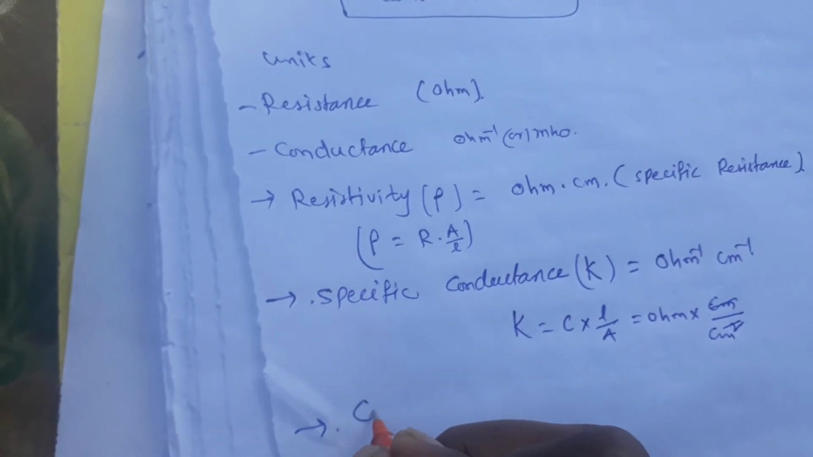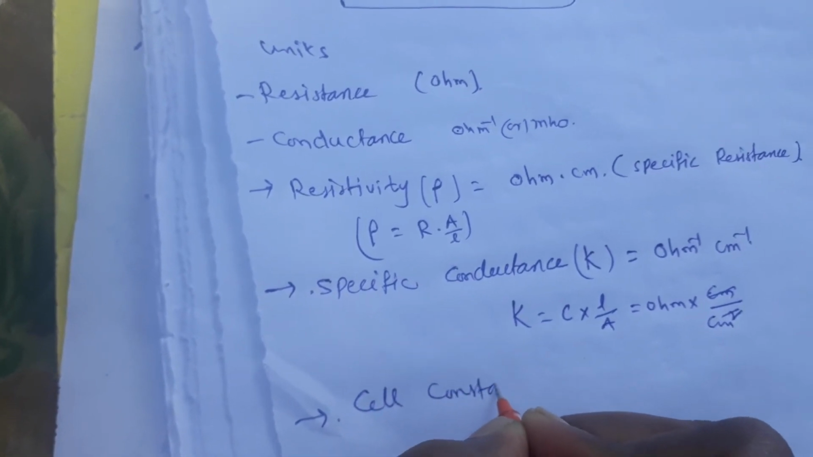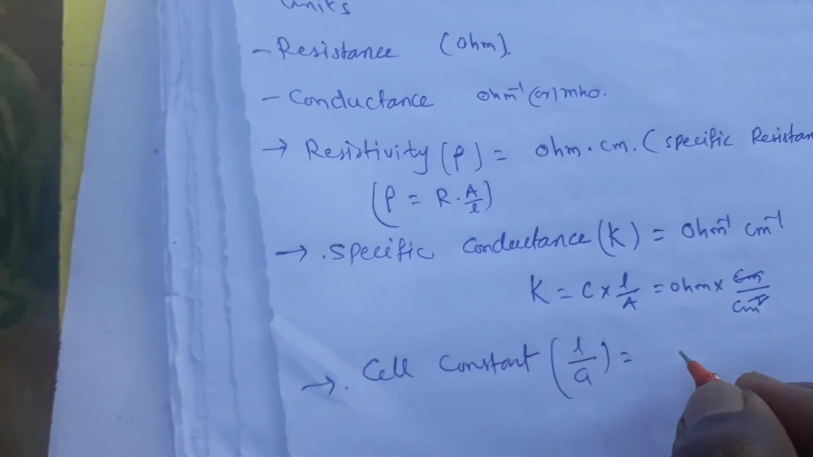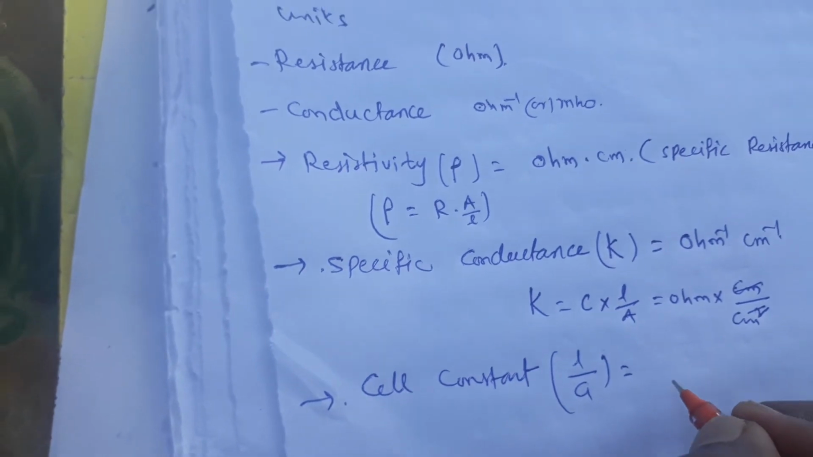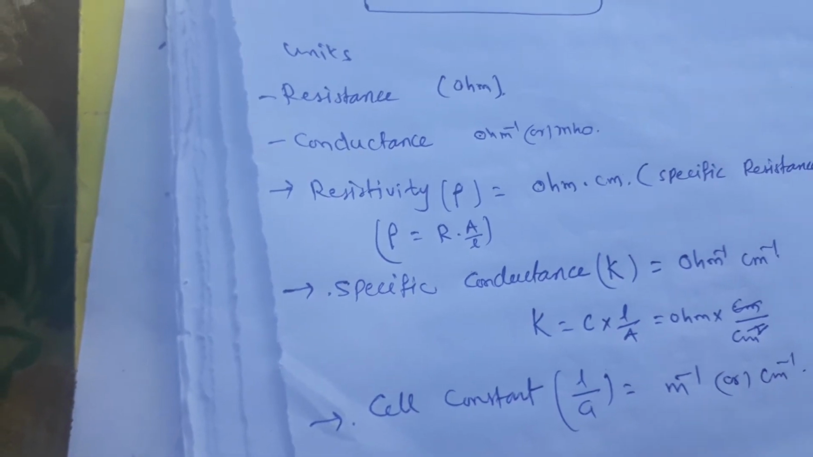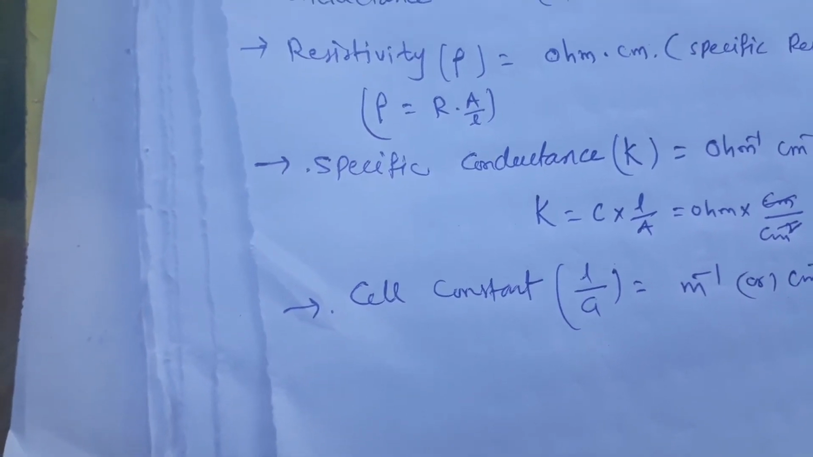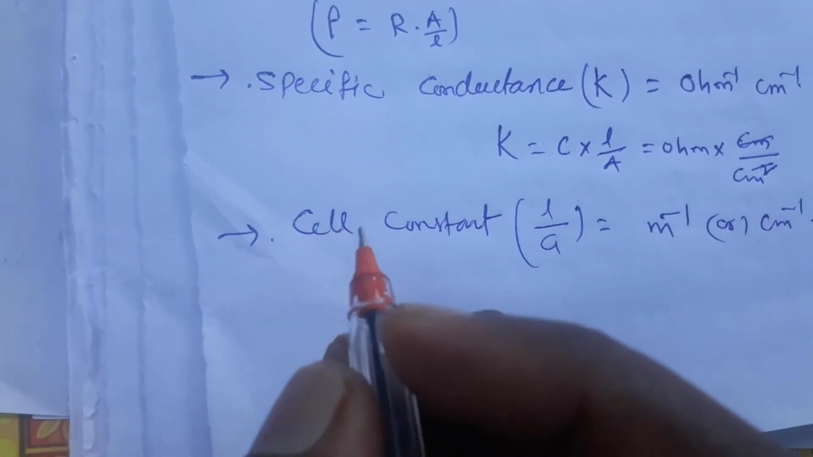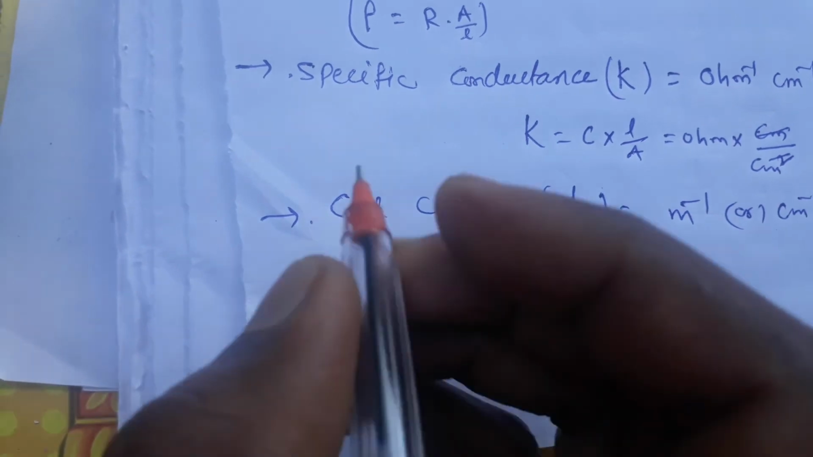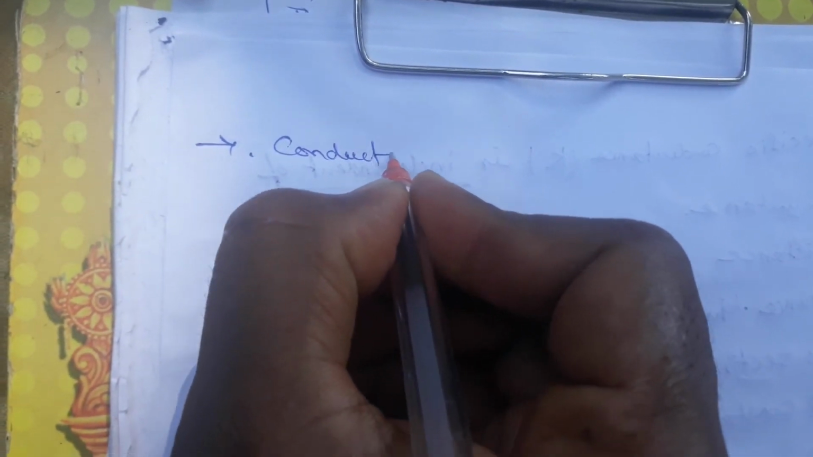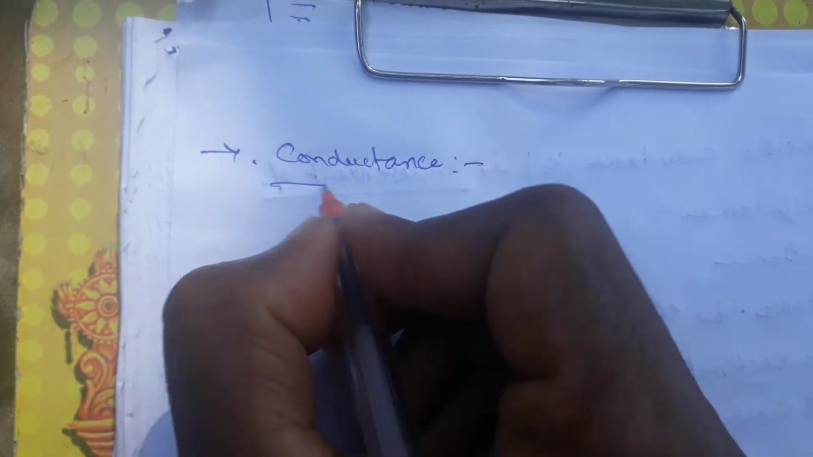This is the unit for specific conductance. What is the unit for cell constant? The unit for cell constant, L by A, is meter inverse or centimeter inverse. So this is the conductance and specific conductance. So what is conductance here?